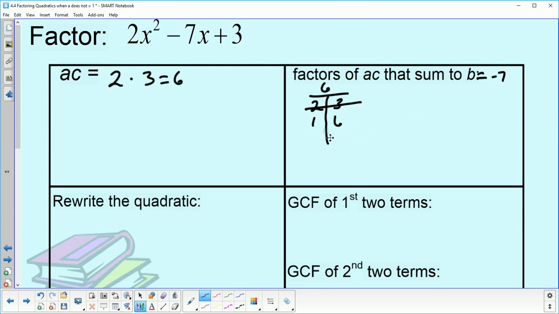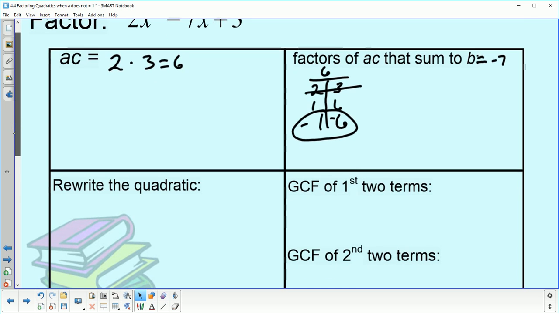1 plus 6 is 7, so that's close, but we need a negative 7. And the reason here is, much like the last video, if we have a positive 1 and a positive 6, that gives us positive 6. But if we also think of things in terms of negative 1 and negative 6, that still gives us positive 6 and adds to negative 7. So these are the 2 values we want that are factors of ac and sum to b.